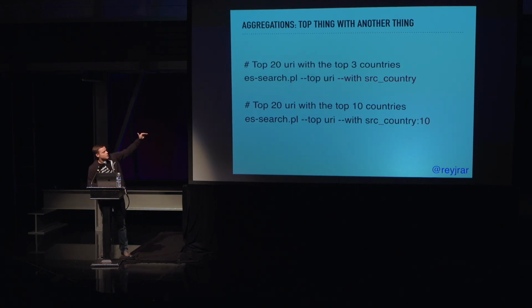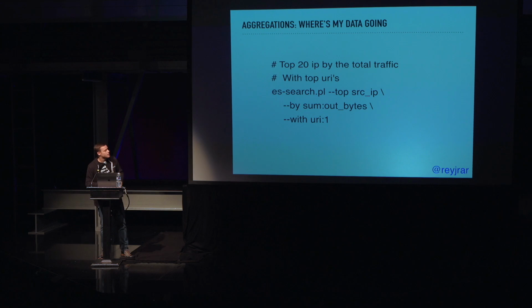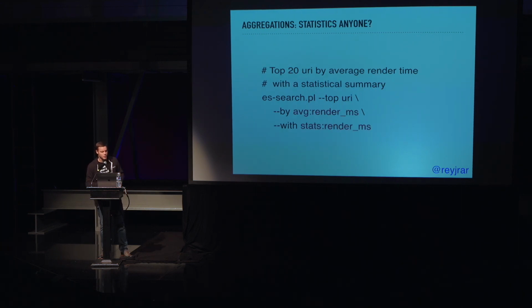I can do a second level of aggregation, so give me the top URI with each source country. Defaults to the top 3, again, because of exploding Elasticsearch. But you can change that by adding a colon and listing the number of the sub-aggregation that you'd like. You want to search by cardinality, you can say by cardinality source country. You want to include sum and sort by sum, you can do that. You can combine these things together so that you can build these complex queries.